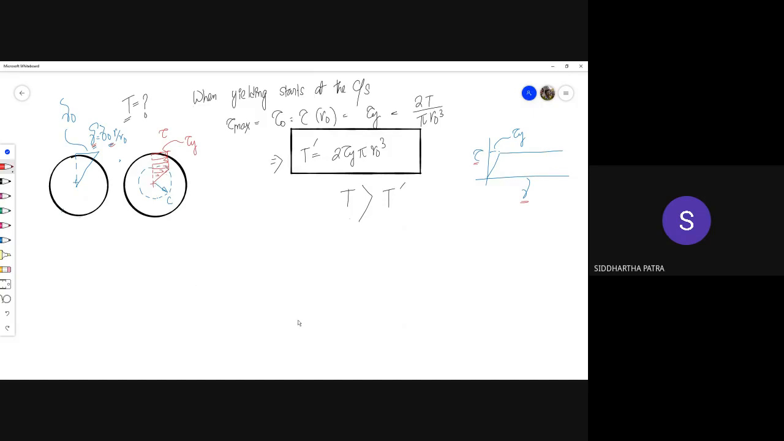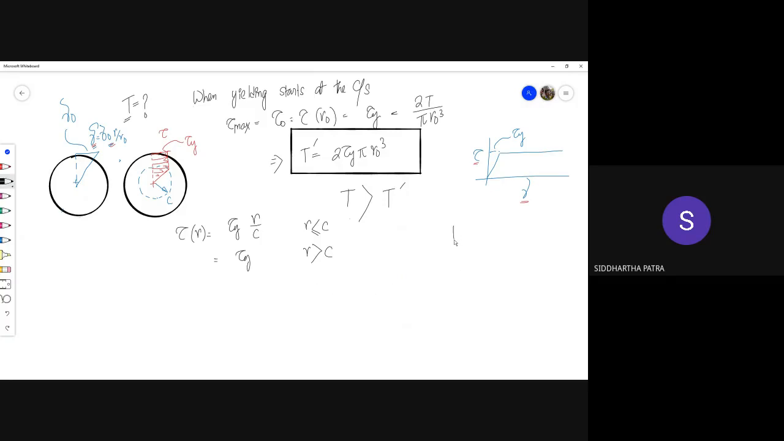Okay. Now let's say for a given elastic core, let us try to get the expression for the shear stress. So that should be tau y times r by c if r is less than c, and equals tau y if r is greater than c.